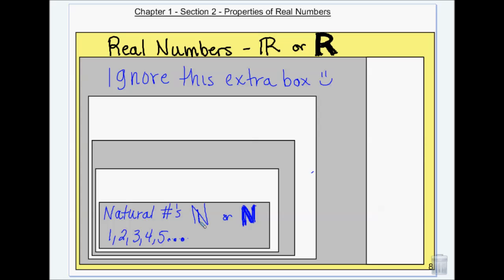So that's the smallest set. And have you guys ever seen those wooden dolls, the Russian dolls that stack inside each other? This is the little tiny baby doll that's on the very inside. Okay. The next set of real numbers you get are the whole numbers.